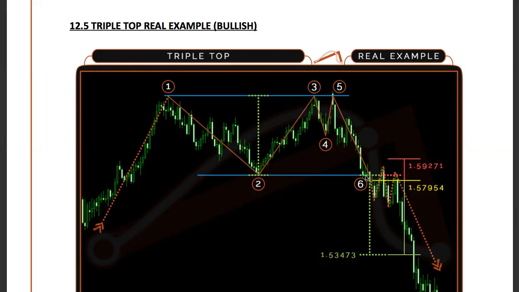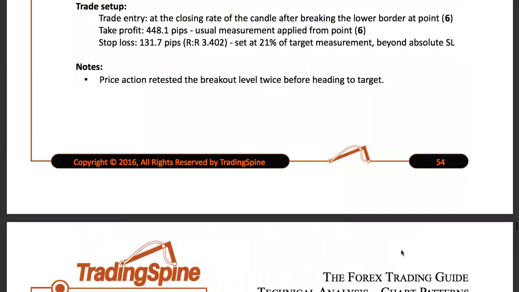Then what are we looking at? We're waiting now for a break down below the neckline. This now is the neckline. We're waiting for it to break this region and a retracement then to the downside.